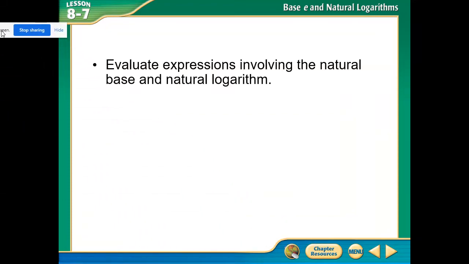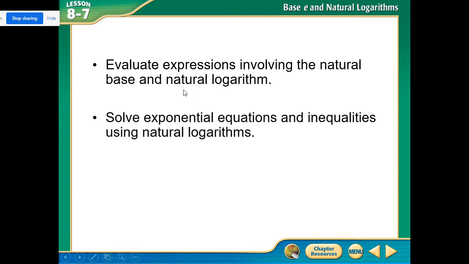Today we're going to be talking about the natural log. So we're going to evaluate expressions using the natural base and natural logarithm. And then we're going to do some exponential equations and inequalities with the logarithm and some real world examples on where we would use these.